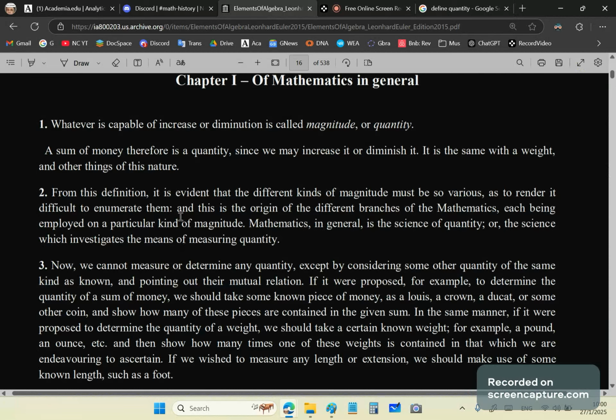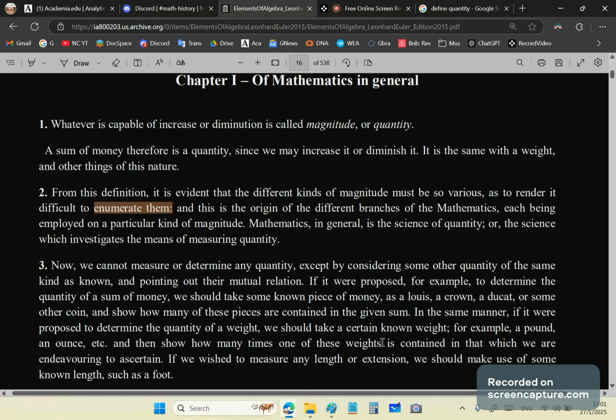He says from this definition, it is evident that the different kinds of magnitude. So now he switched on to the correct word. So here you see, he did use it initially, I'm sorry, but he should have been consistent in using one word. So must be so various as to render it difficult to enumerate them. But what does that mean? How do we enumerate magnitude?